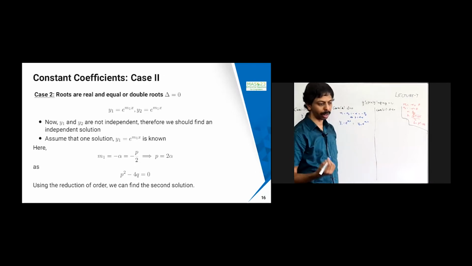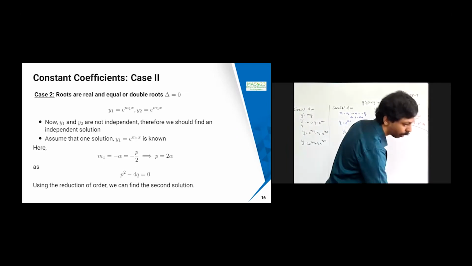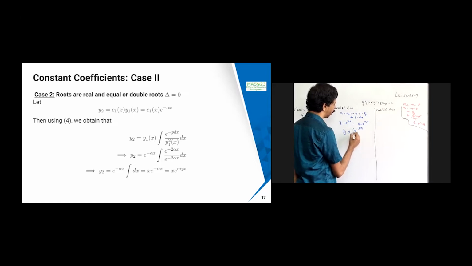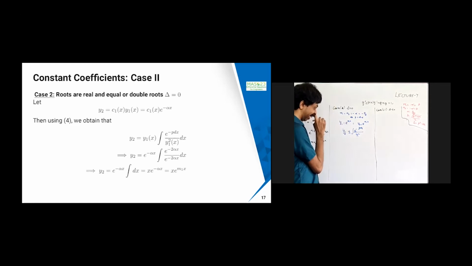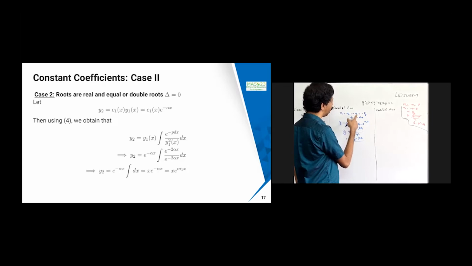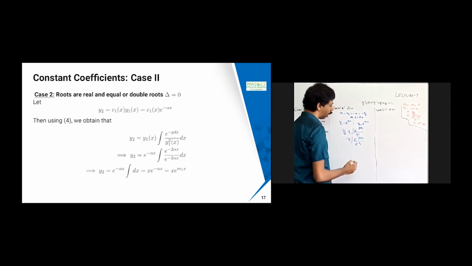If you use the reduction of order method, we are going to have y2 equal to y1 into integral e power minus pdx, divided by y1 square. So I can write this as y1 into integral e power minus pdx divided by, what is y1? y1 is e power m1x. What is m1? m1 is going to be minus alpha, and alpha is minus p by 2. Therefore, I can write it as minus p by 2 whole square.